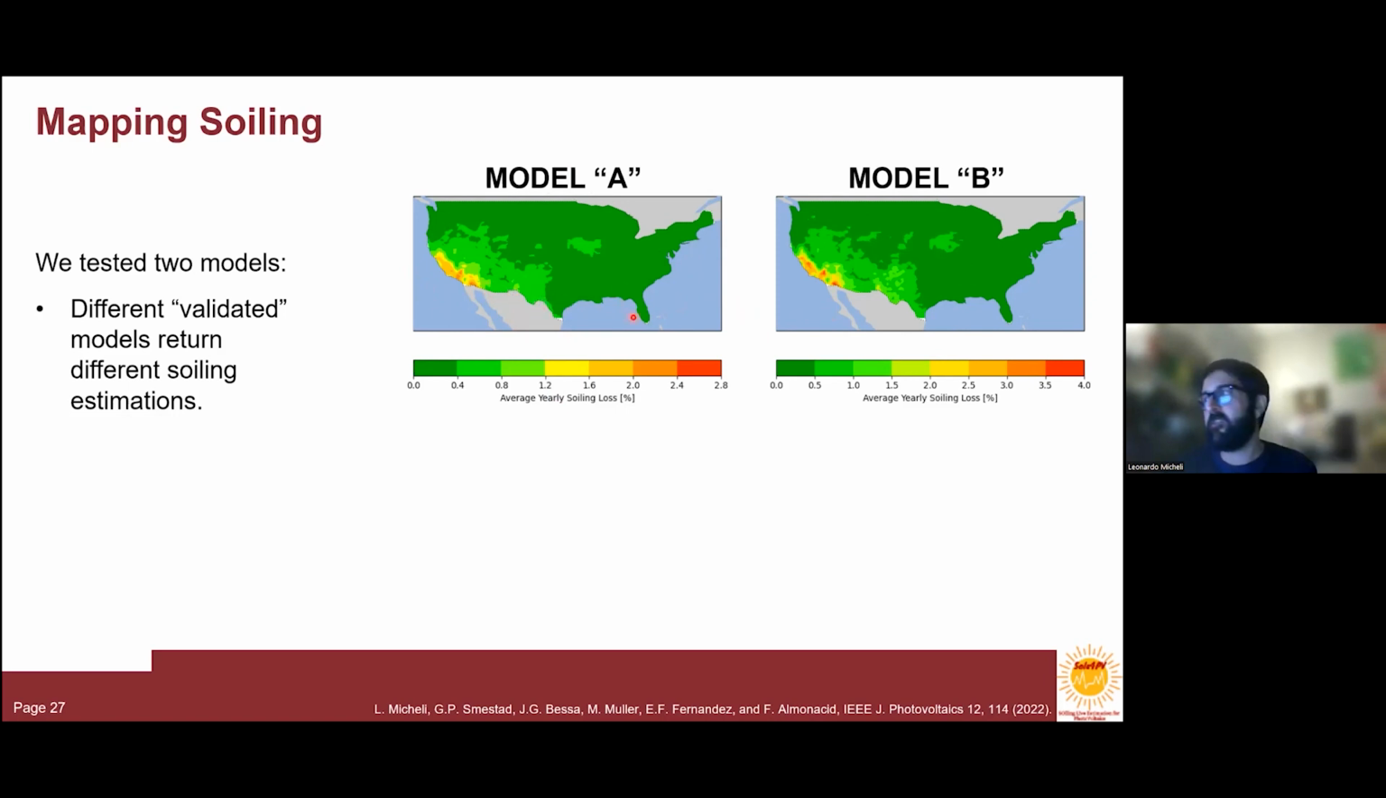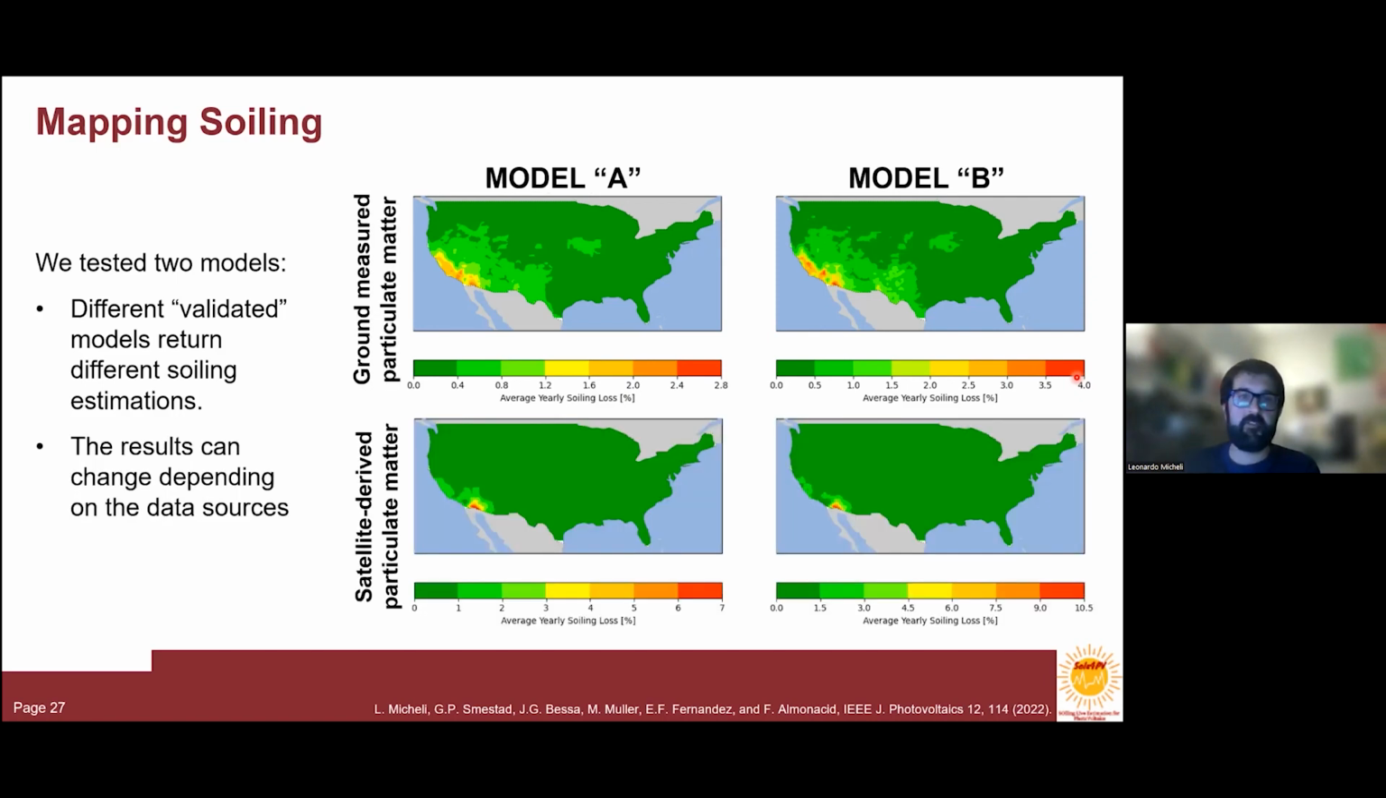However, if you look more closely at the scale, you can see that one model is telling us that in the US, the maximum annual soiling losses are in the order of 3%, while the other model is telling us that the maximum losses are in the order of 4%. So you see, different models, given the same data, return different estimations. We really need more comparative studies and more validation studies to be able to reliably estimate soiling losses from environmental parameters. However, this is not the worst case.